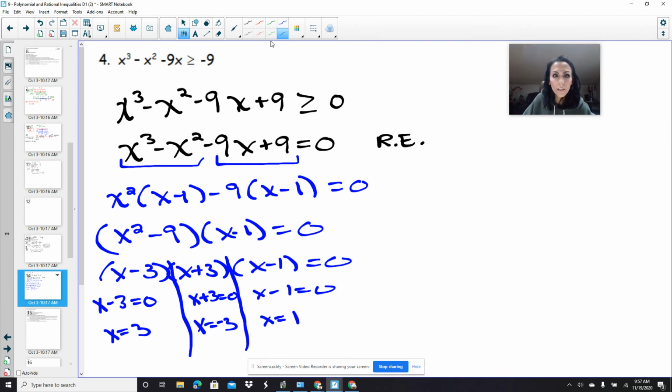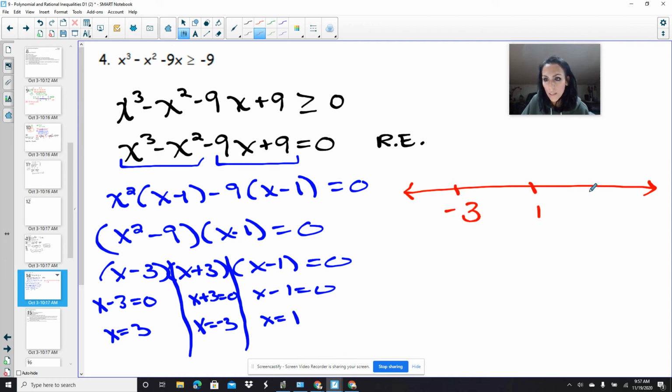We're going to take those critical values and put them on a number line. All right, make sure we put them in order here. So -3, 1, and 3. Go back here. That tells us open or closed. We have closed, closed, closed, closed. All right, now we have 1, 2, 3, 4 regions. So let's test -10. Let's pick here 0, 2, and +10.